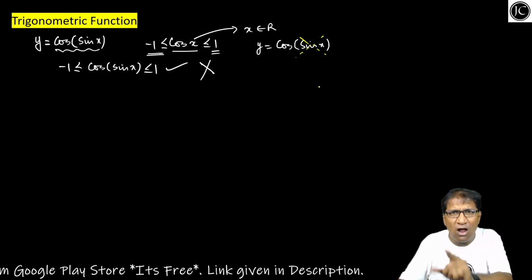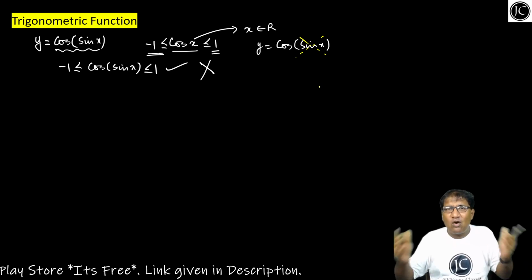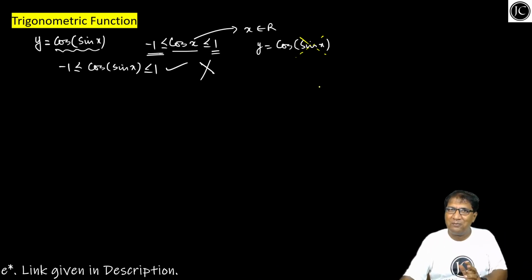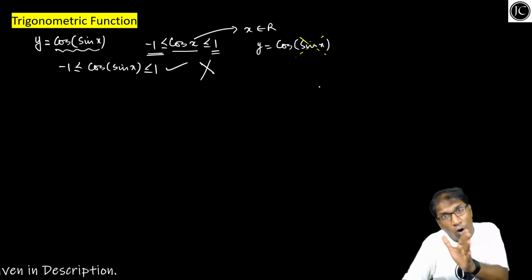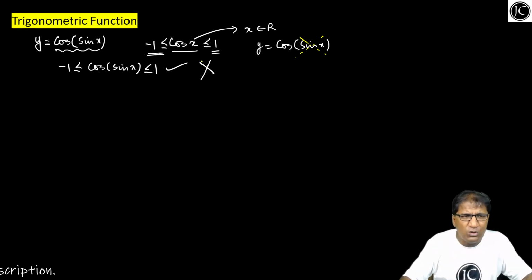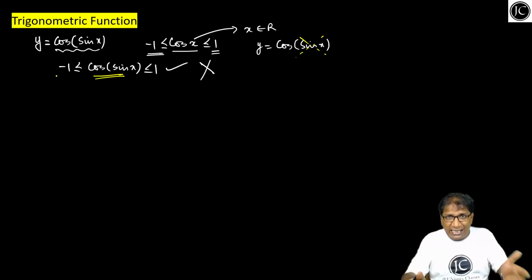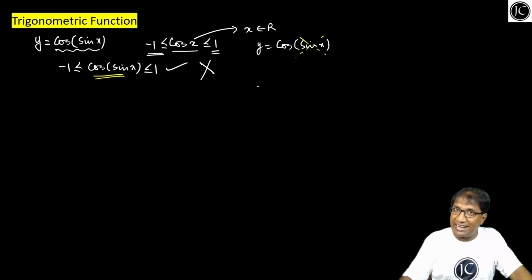Does sin x take any real value? No. Because sin x always lies between -1 and 1, it is not taking all the real values. So how can you say that cos of sin x will lie between -1 and 1? That is why I told you it is wrong. So how will we do it?